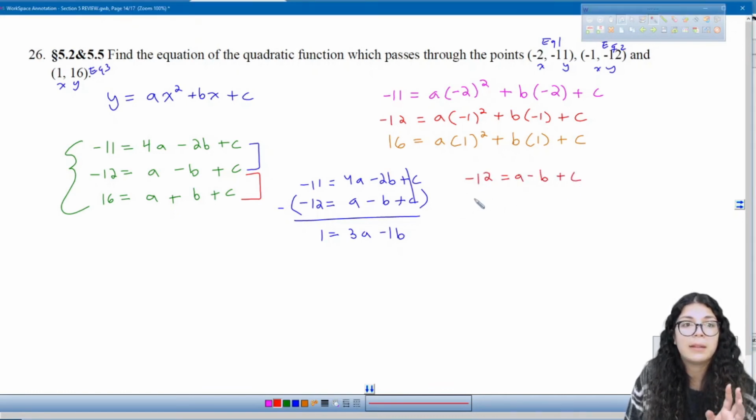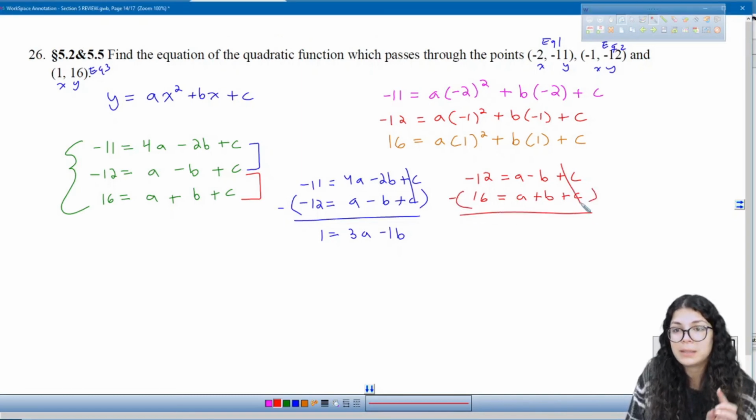In the second grouping, we have the middle equation, negative 2 equals A minus B plus C, and then the third equation, 16 equals A plus B plus C. We need to go ahead and subtract these two as well. So again, C minus C cancels. Negative 12 minus 16 is negative 28. And then A minus A cancels.